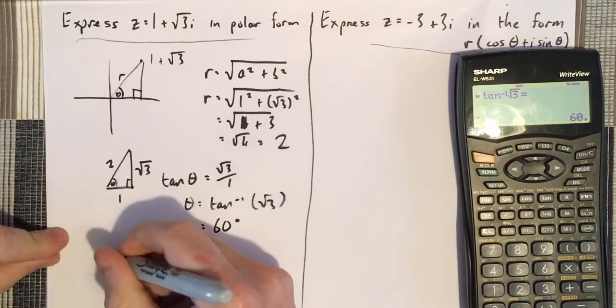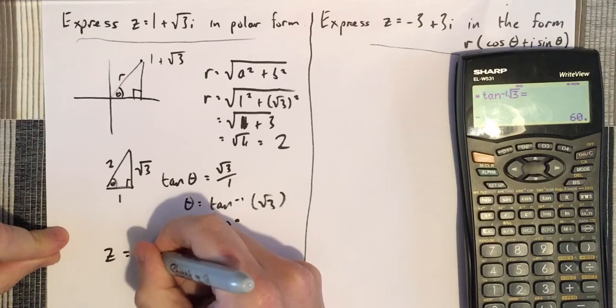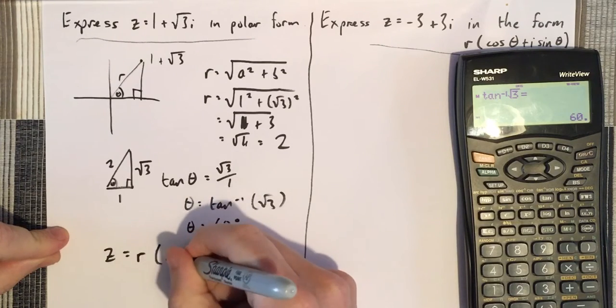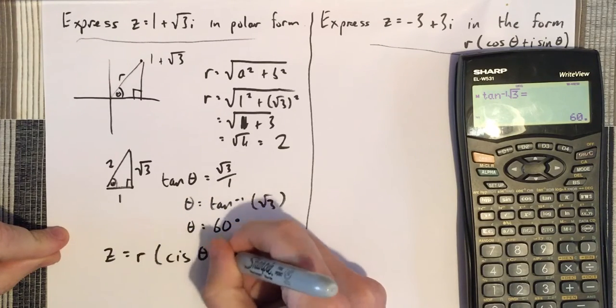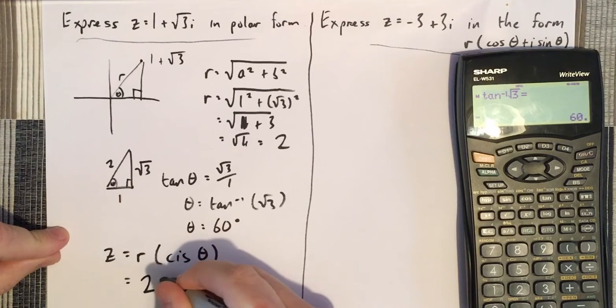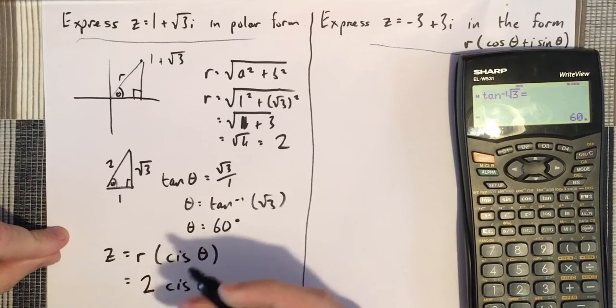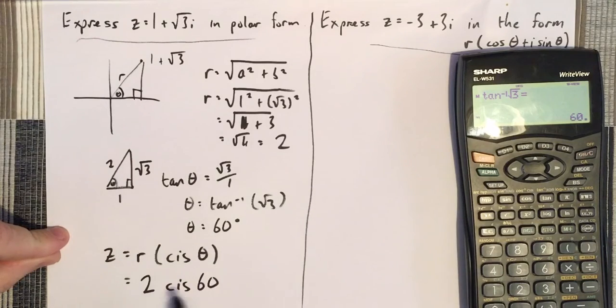So polar form, remember, z is equal to r times cis theta. So it's 2 times cis 60, and that's it in polar form. You can write the cis out in full. You can write 2 cos 60 plus i sine 60, but 2 cis 60 is fine.